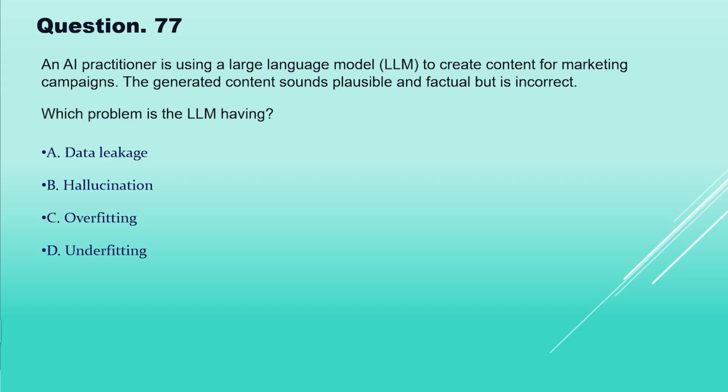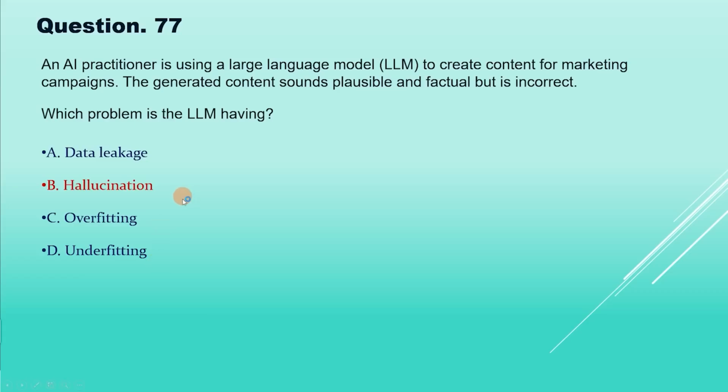And the correct answer here will be option B, hallucination, because hallucination is a phenomenon in which an LLM generates text that sounds plausible and factual but is actually incorrect and nonsensical. This occurs when the model is overconfident in its ability to generate coherent text based on the patterns it has learned from the training data. So option B is correct here.